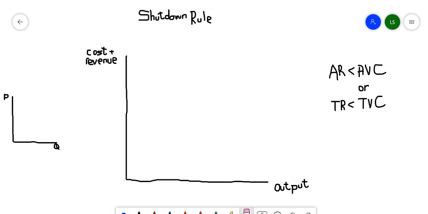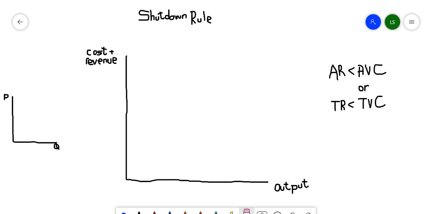In your workbook, you are going to write today's date. If you're going to do this today, then the date would be the 3rd of June. And then your heading is the shutdown rule. Now, the reason why I'm specifically letting you write down this graph is that recently they've asked the shutdown rule based on a graph quite often.